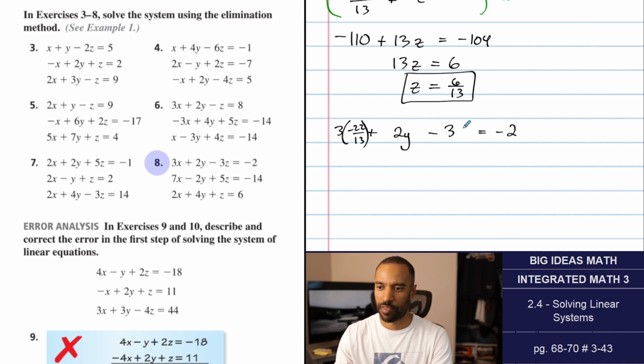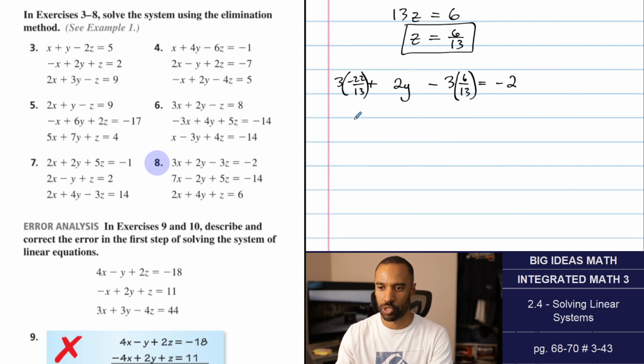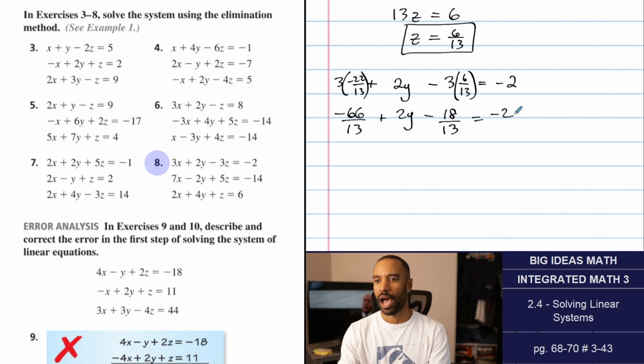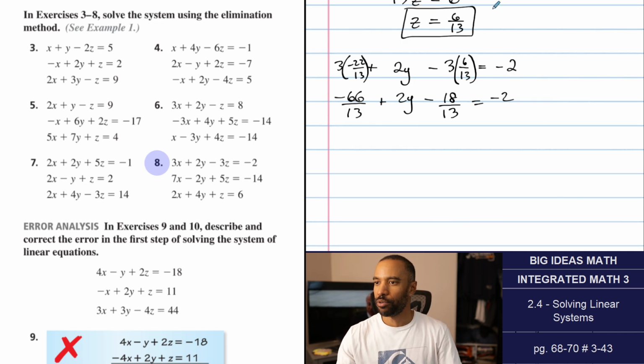The cool thing is they both divide by 13, so when I eliminate fractions by multiplying everything by 13, I'll be squared away. So now I have negative 66 over 13 plus 2y minus 18 over 13 equals negative 2. I have a couple things I can do here. I don't just have to multiply by 13. I can also divide by 2.